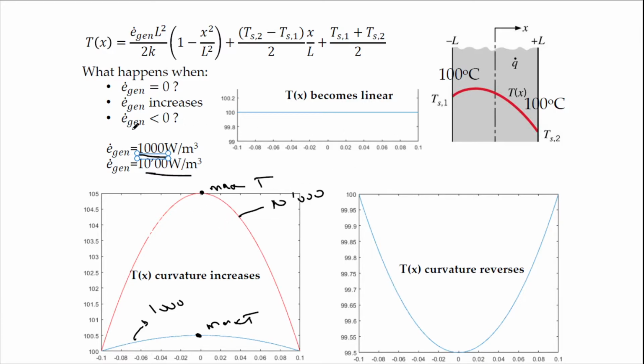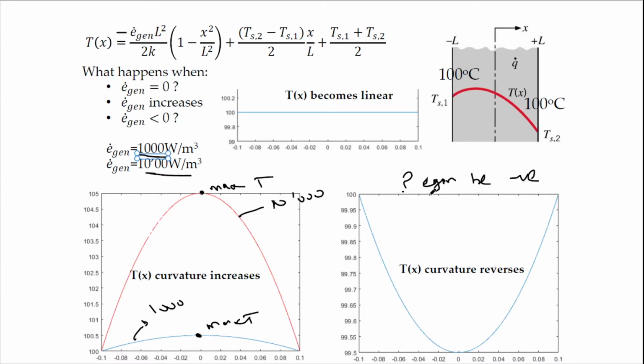And what happens if your heat generation is negative? If negative, your temperature will drop lower than its boundary condition temperature, because this sign will be negative. But the question is, can E gen be negative? Can heat generation be negative?